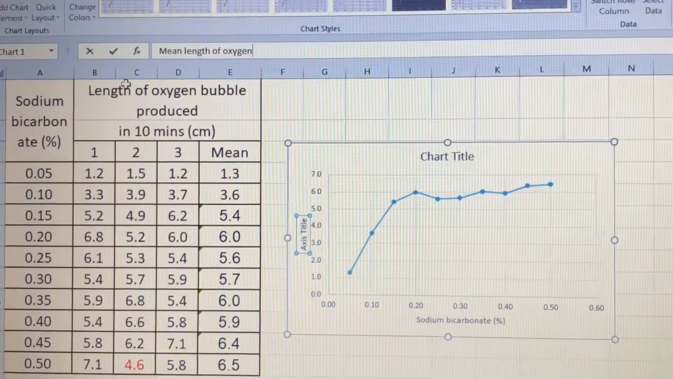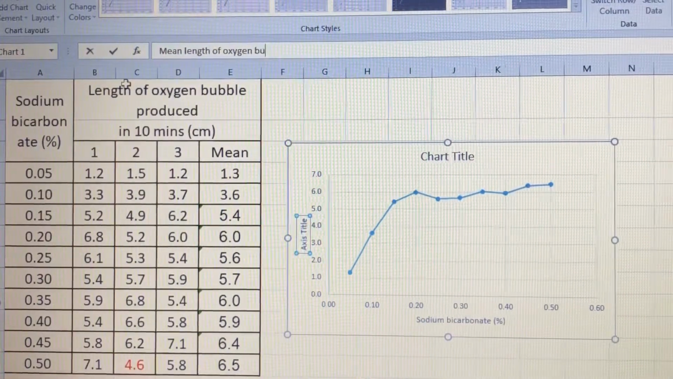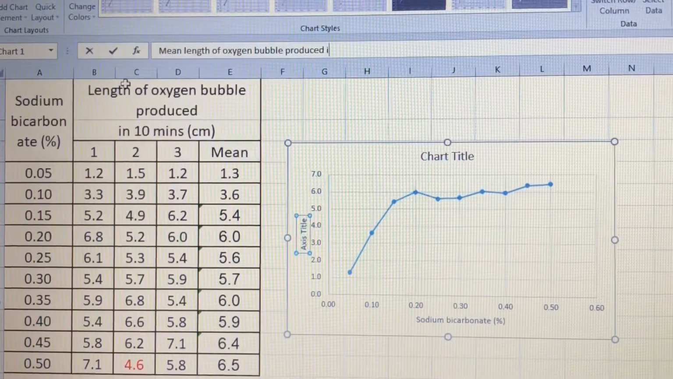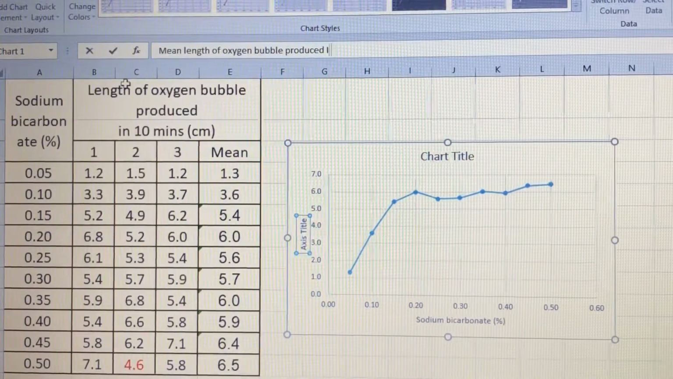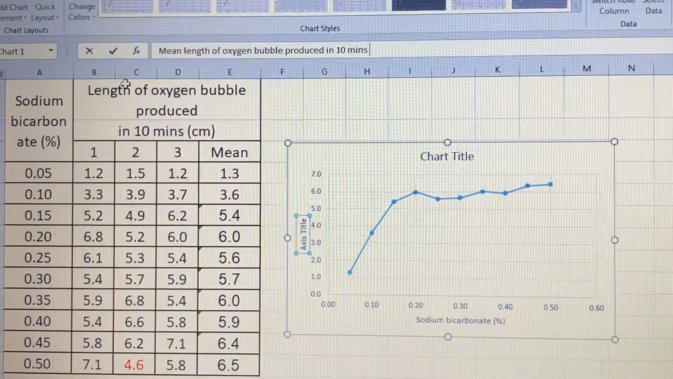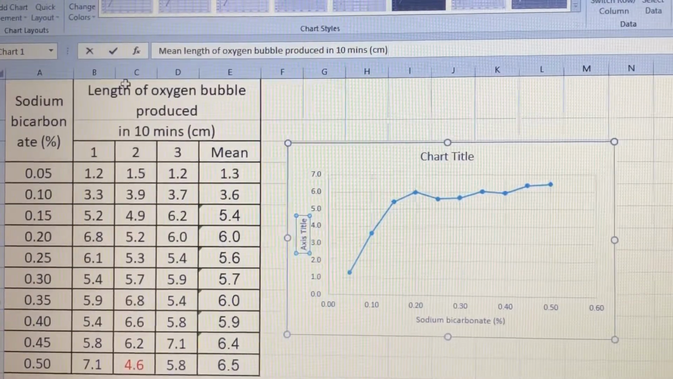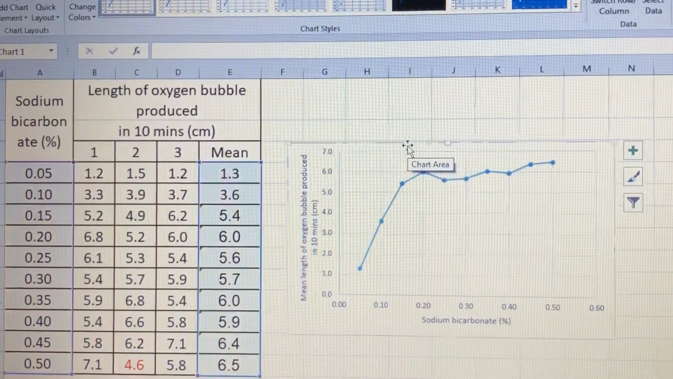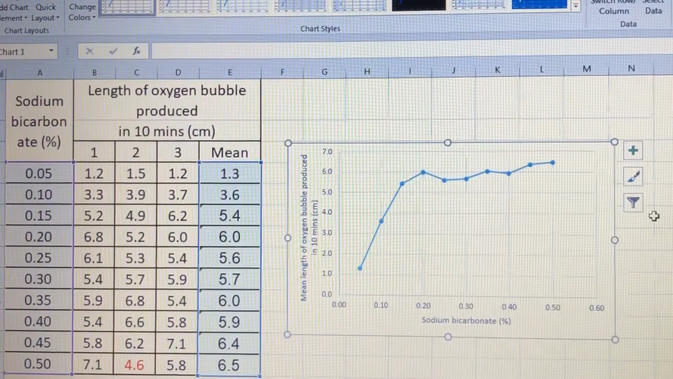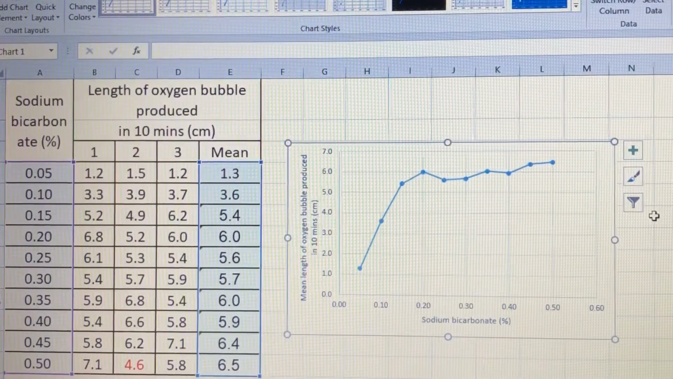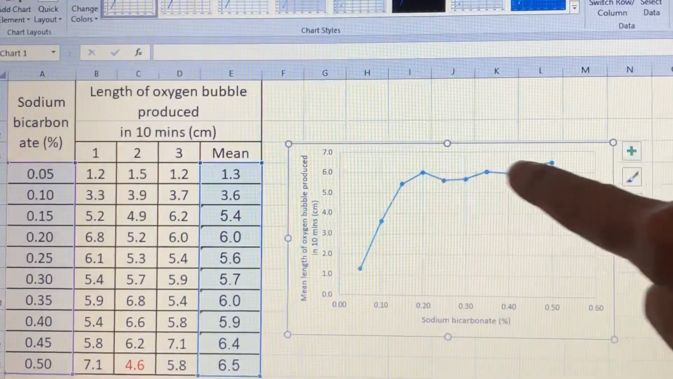of oxygen bubble. Remember, we're using oxygen as our indicator of the rate of photosynthesis, because it is a product of photosynthesis. In 10 mins, and that was in centimetres. So there I've got that, and I'm going to take away the chart title. And there we've got, again, we haven't got that situation of being able to do a nice curve of best fit. So we do not want, I repeat, we do not want to join the points on our graph. We want a nice curved line of best fit, okay?